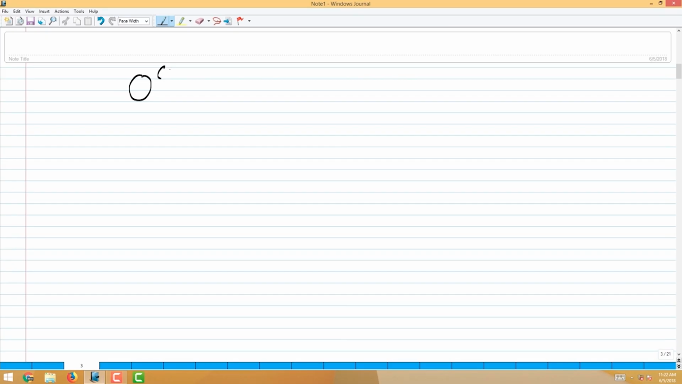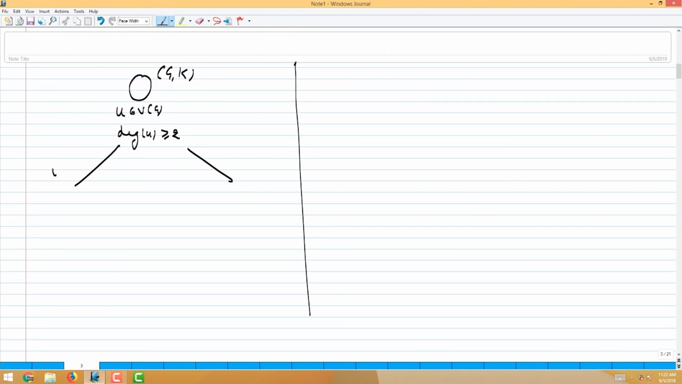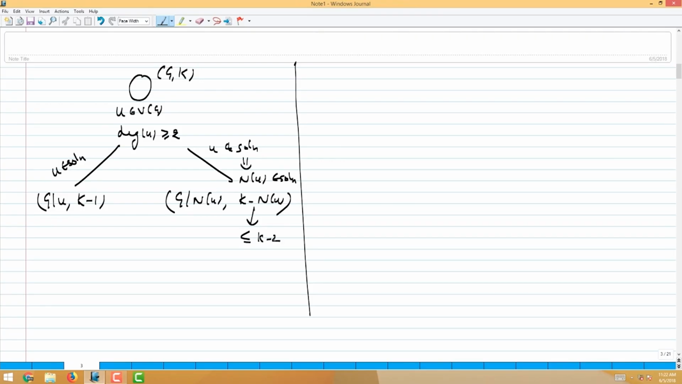We are looking at a vertex in this graph whose degree is at least 2, and we are branching on this vertex. We are saying either u goes to the solution or u does not go to the solution. If u does not go to the solution, then N(u) has to go to the solution. In this case, create this instance, and in this case, create this instance. And we know that this value is at most k minus 2, because N(u) is at least 2, and this value is k minus 1.